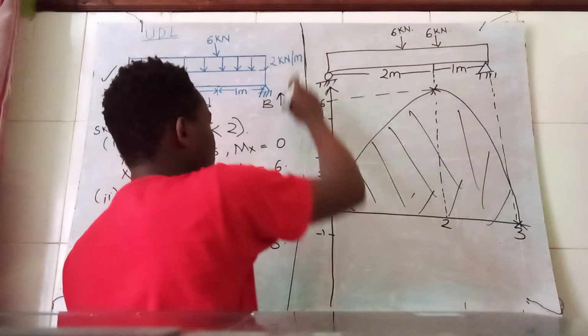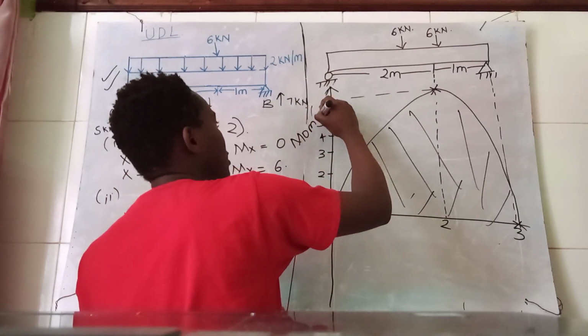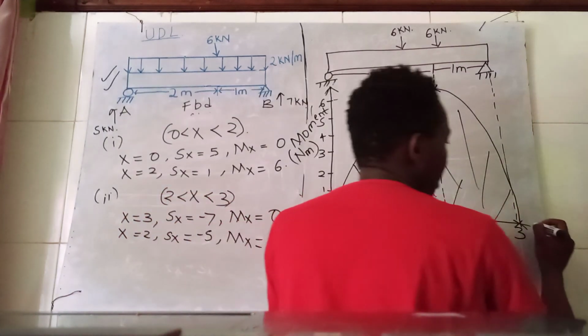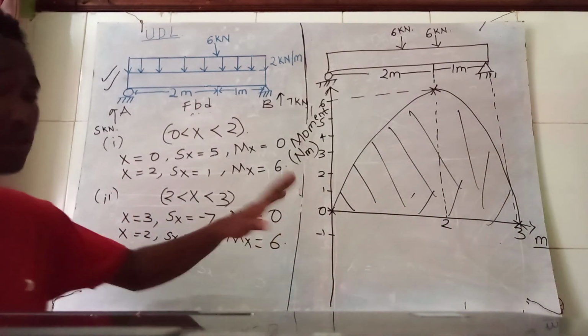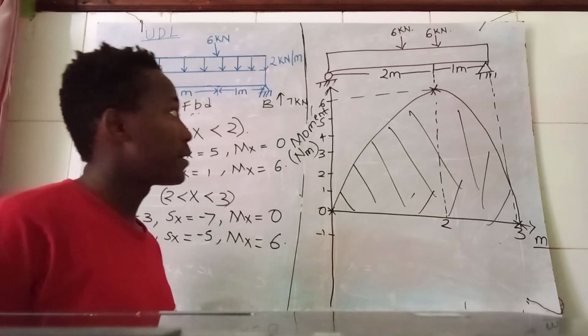So probably label the axis: moment in newton meters, and then length in meters. So that is it, the shear force and the bending moment diagram.